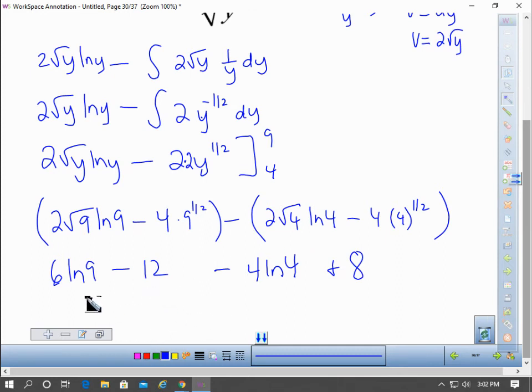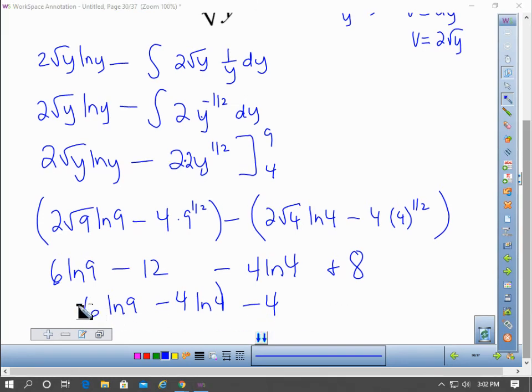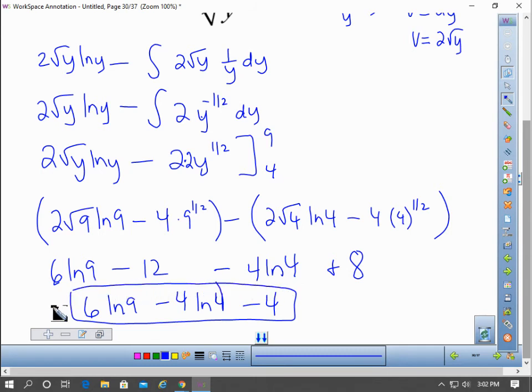So my final answer is going to be 6 ln of 9 minus 4 ln of 4, and then the minus 12 and the plus 8 will make a minus 4. So unless I was using a calculator, that's going to be my final answer. Unless I was using a calculator to actually get a decimal equivalent answer or something. All right.